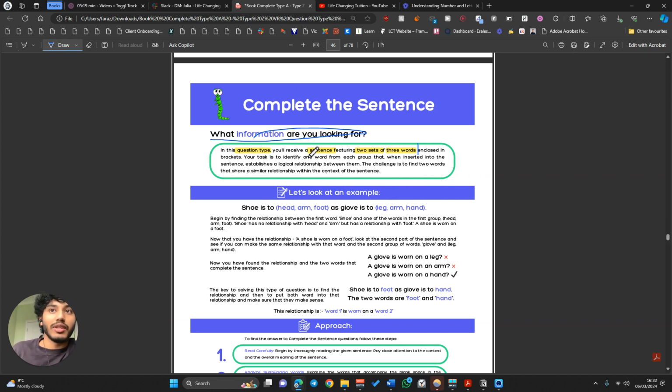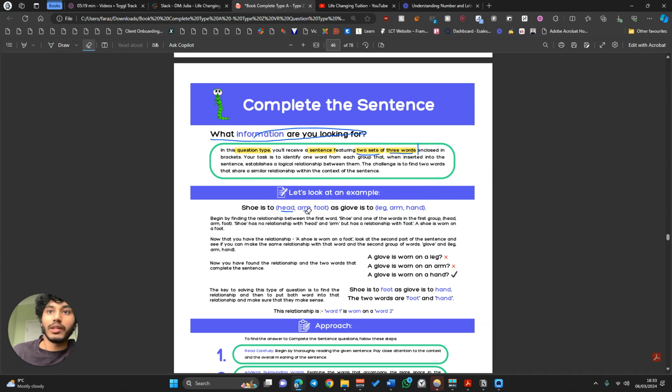So it says, this question type, you'll receive a sentence, and then it says you're going to have 2 sets of 3 words. So let's look at the example and see what they're talking about. So where are the 3 words that they're talking about? I see 3 words here, 1, 2, 3, 1, 2, 3. And where are the 2 sets? You can see here, this is set 1 of the 3 words, and this is set 2 of the 3 words, okay? So we know what they're talking about now.